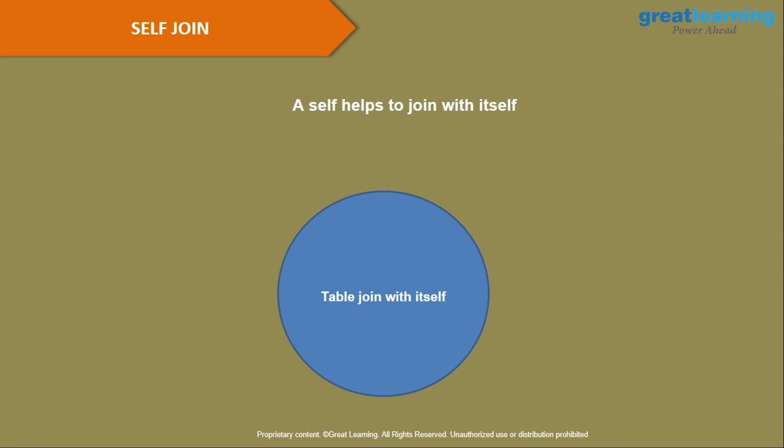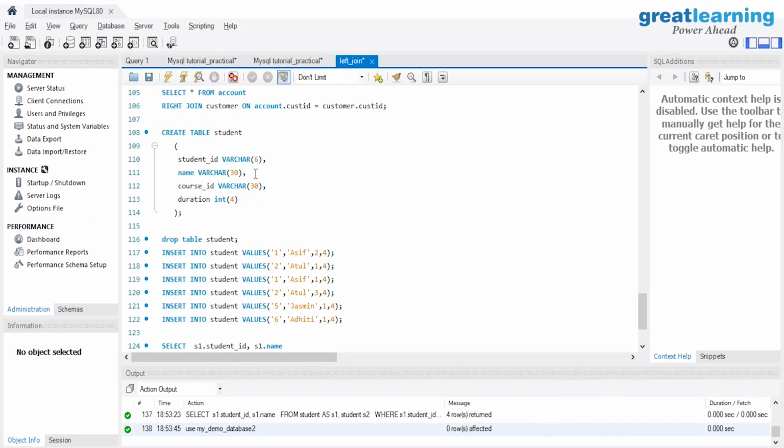So let's go to MySQL Workbench and have a look at how we can implement this concept. We have a table called student table. In the table, we have a few attributes. We have student ID, name, course ID, and duration. Student ID is obviously varchar and name is also varchar. So we give the length of varchar 30 for name, and for course ID we give 30 as well, and then the duration of the course, right?